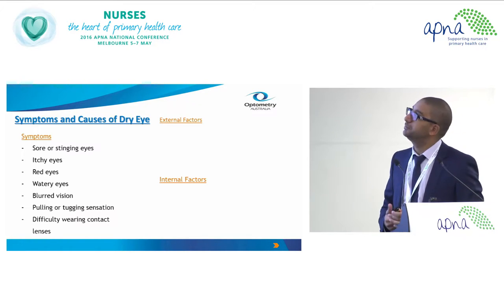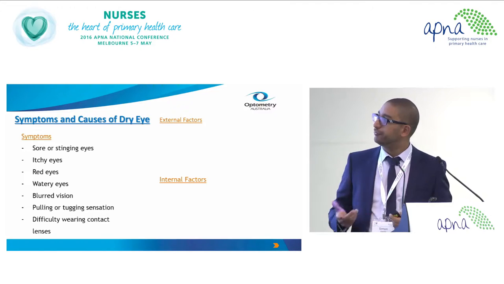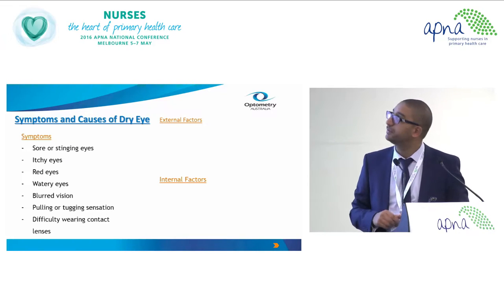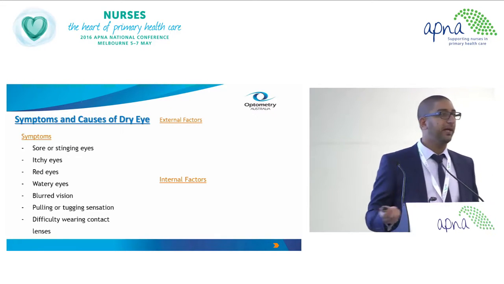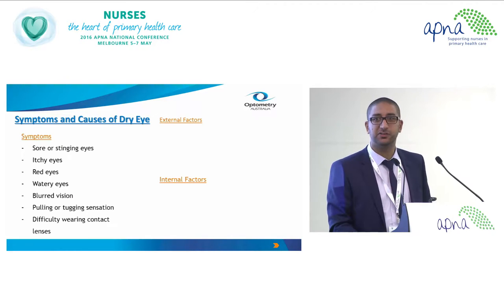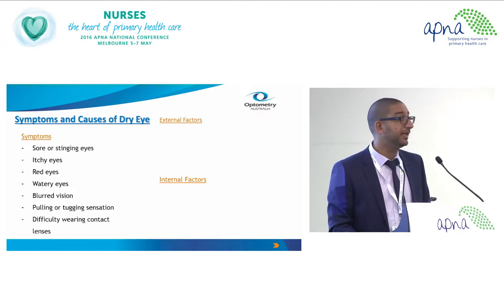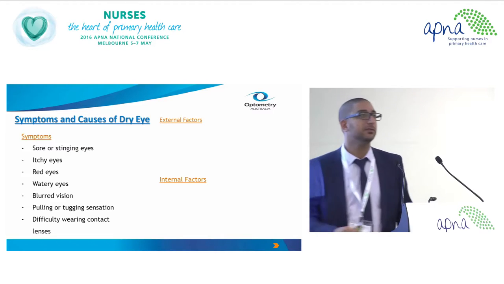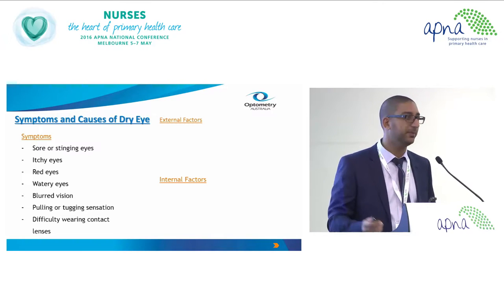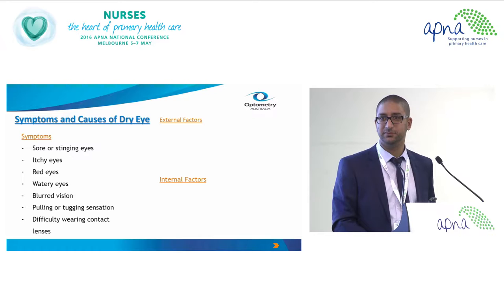So here's some of the symptoms. Okay, red, watery, blurred vision, all that sort of stuff. How do we get dry eye? What are some of the external factors? Age? Well, age is probably internal. Environment, yeah. What sort of environment?